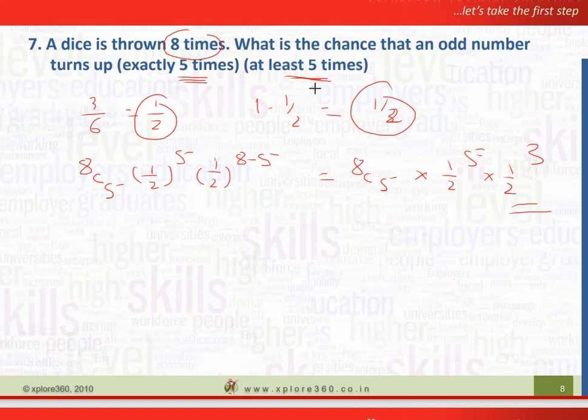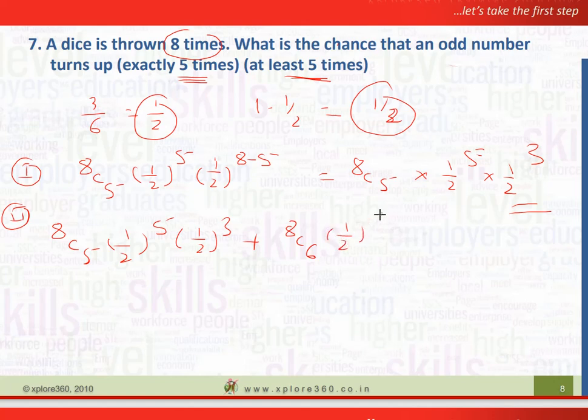At least 5 times means he can get 5 times, 6 times, 7 times and 8 times. This is the first part, this is the second part. 8C5, 1 by 2 to the power 5 into 1 by 2 to the power 3, plus 8C6, 6 times he is getting the correct answer, that is an odd number, that is 1 by 2 to the power 6 into 1 by 2 to the power 2. So 8 minus 6 is 2, right? Plus 8C7, 1 by 2 to the power 7 into 1 by 2 to the power 1.